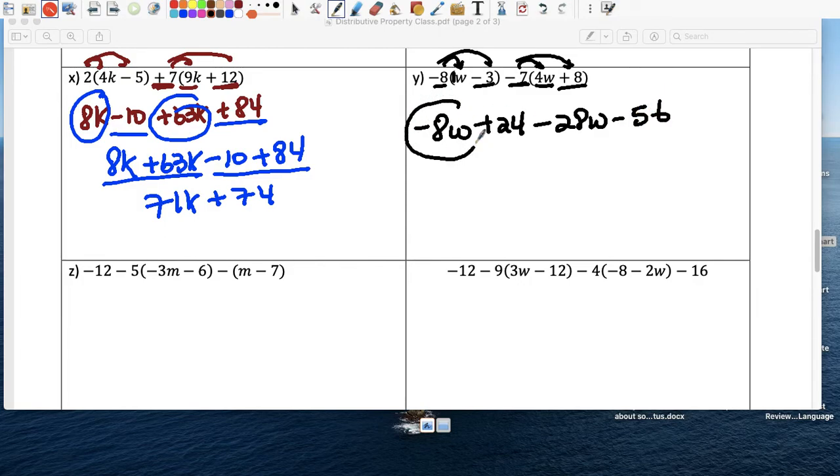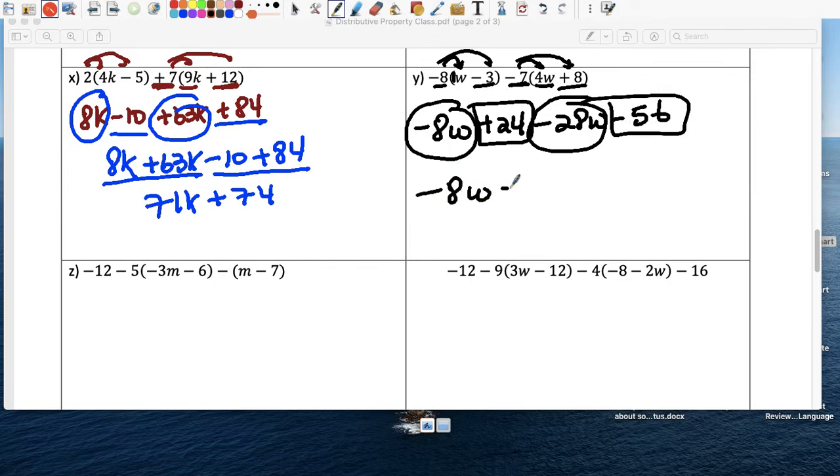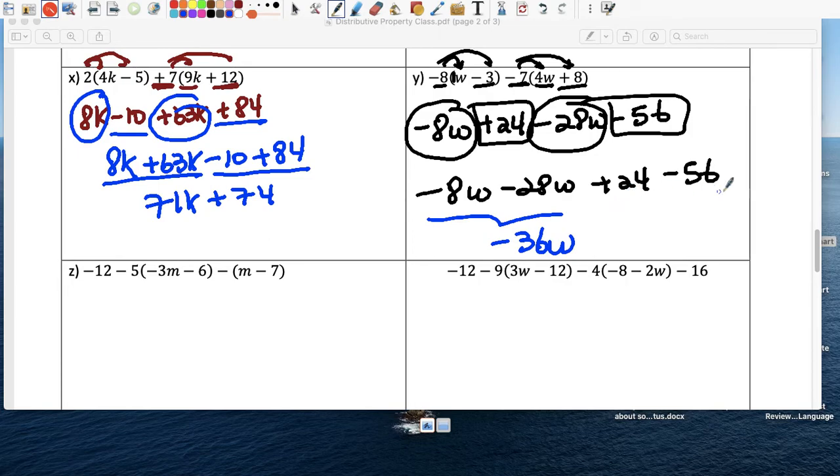Combine like terms, this guy and this guy, this guy and this guy. Negative 8w minus 28w plus 24 minus 56. This gives me negative 8 and negative 28 is negative 36w. 24 minus 56 is going to be negative, right? 32.